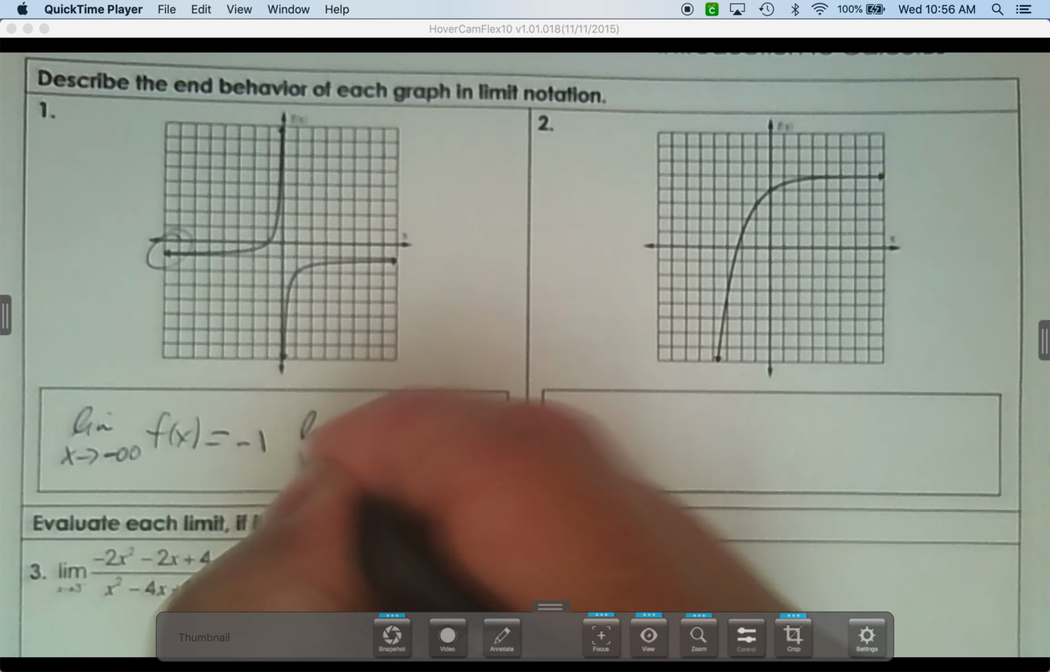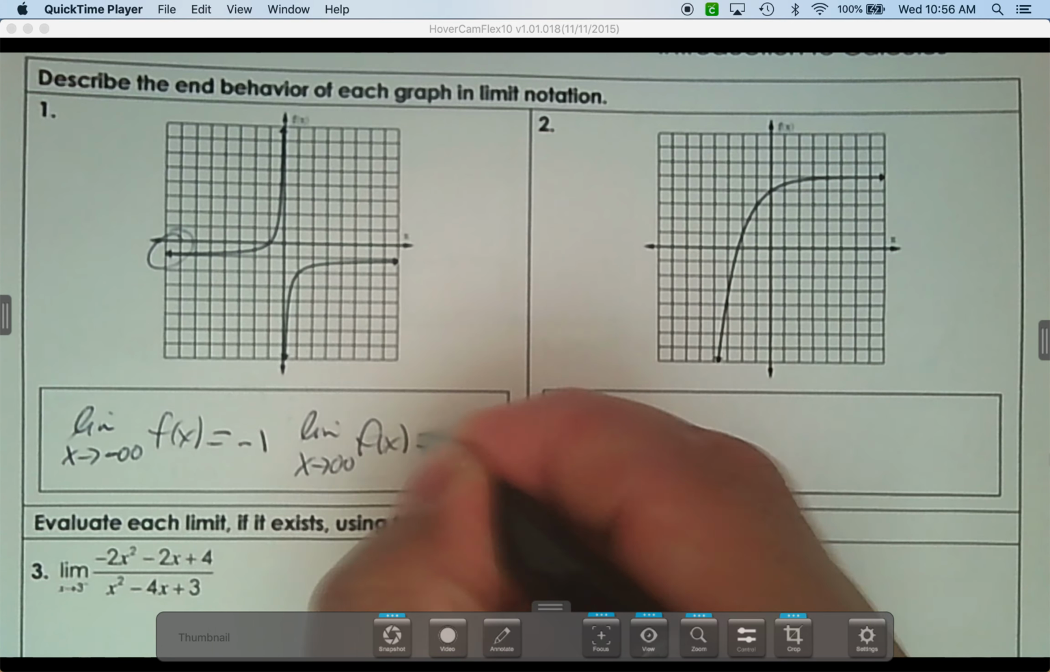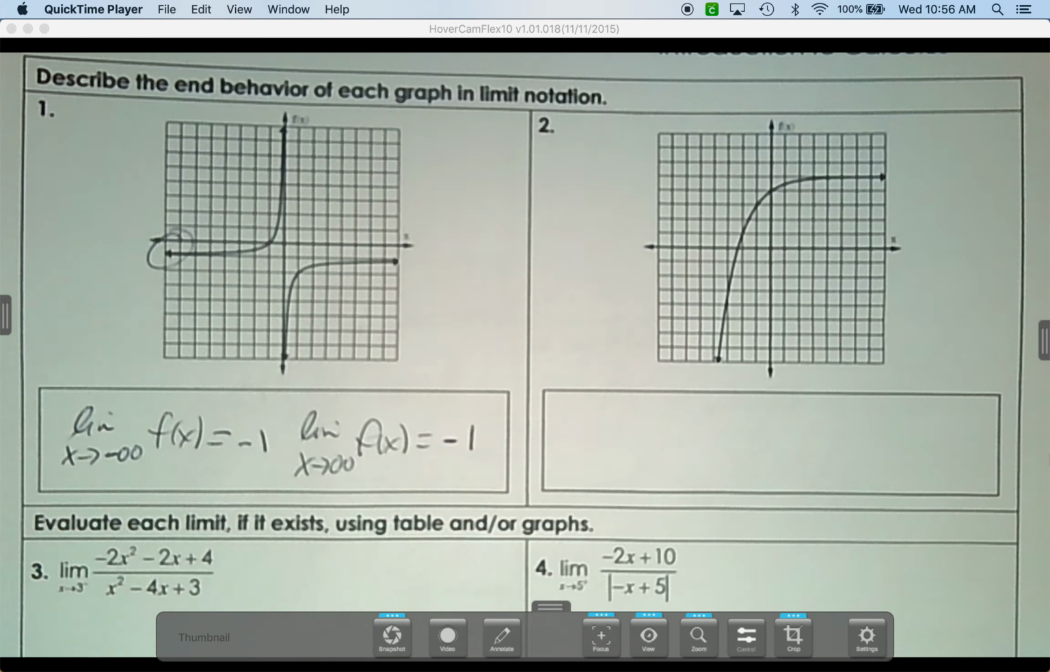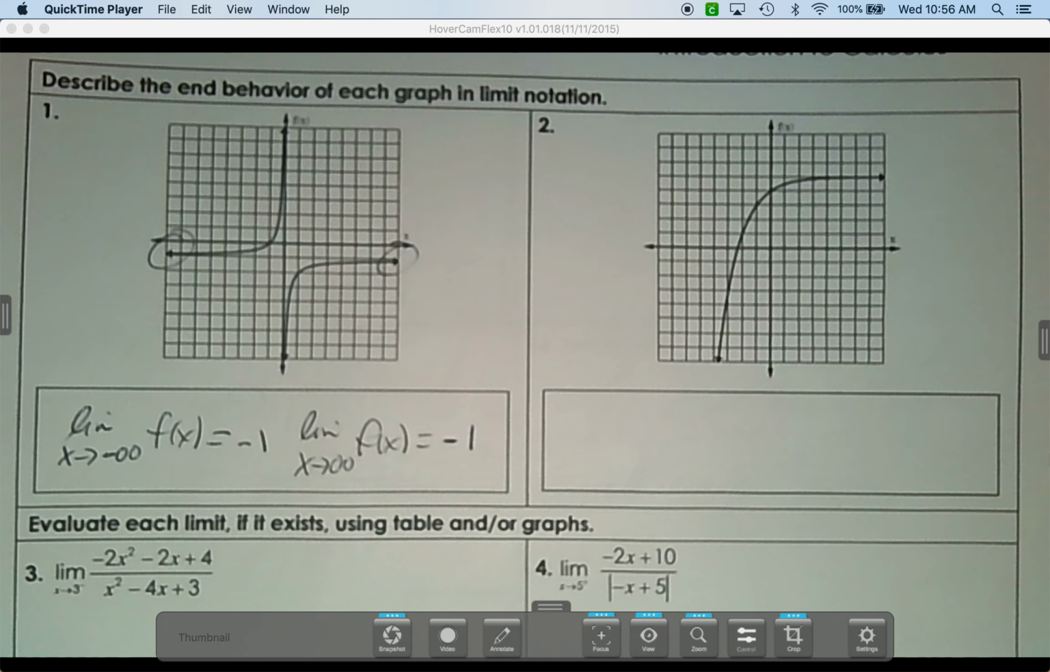And that's also true as it approaches to the right. So as x approaches infinity of f at x, same thing. The right and the left, they both are approaching -1. That represents also a horizontal asymptote, and a way to describe it.